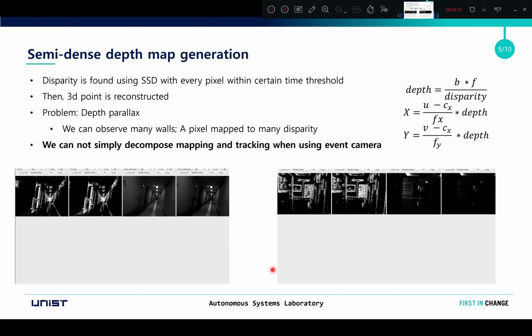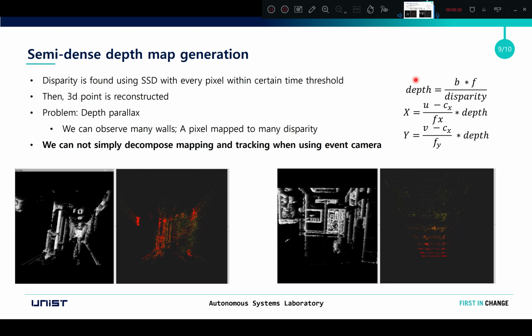Next, I generated a semi-dense depth map. Most pixels are black, and only the white pixels are processed. That's why I put the name semi. Disparity is found using the sum of squared distance with every pixel within a time threshold. And using these equations, I can reconstruct the 3D position.